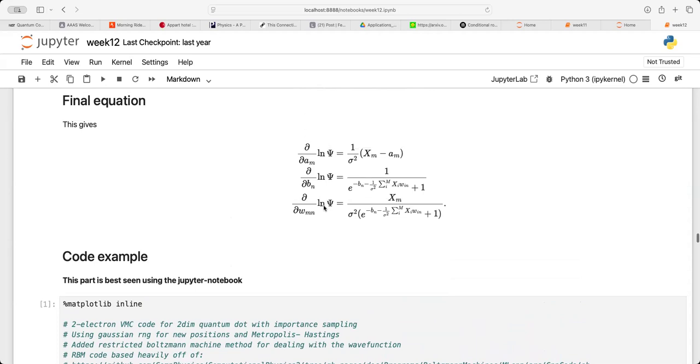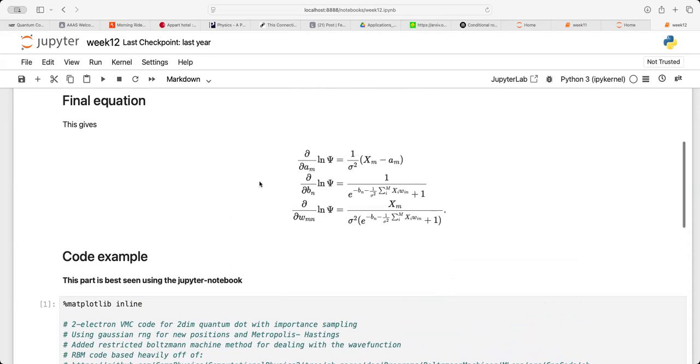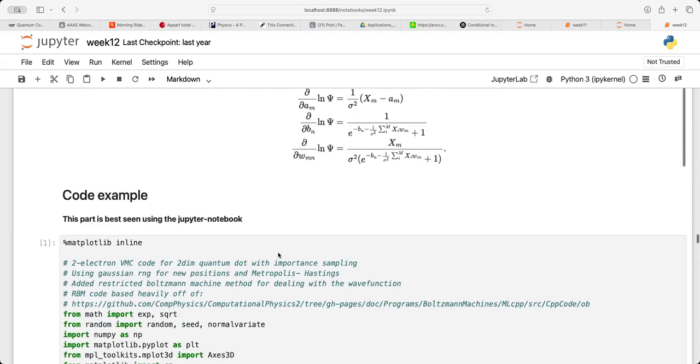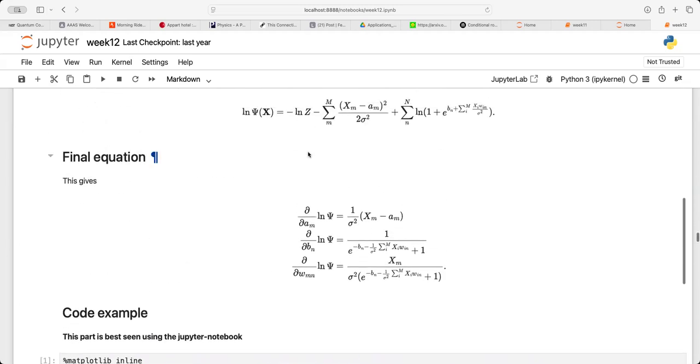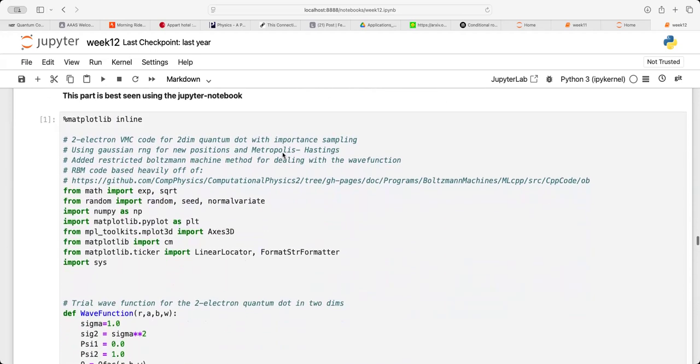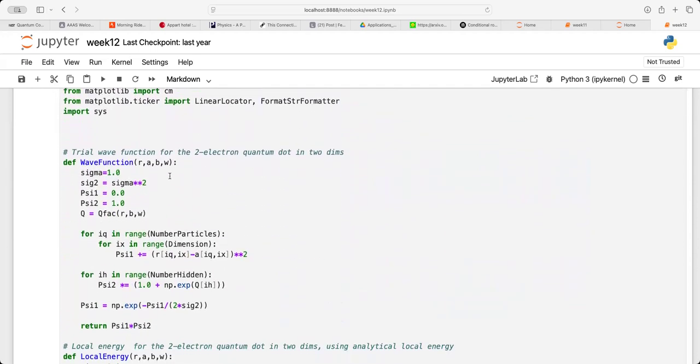So the code here simply implements these equations which we discussed before the break, these different derivatives. It implements this ln, which you see here. We don't need the partition function, because we're going to take the derivative with respect to x. So that means that this is just a constant, so we don't need to think of that. Now, this is the wave function, and you can see that it depends on the positions of the particles and the parameters A, the bias B, and the weights W. So this sigma is a parameter which I just put to 1, as you can see here, so I'm not using that.